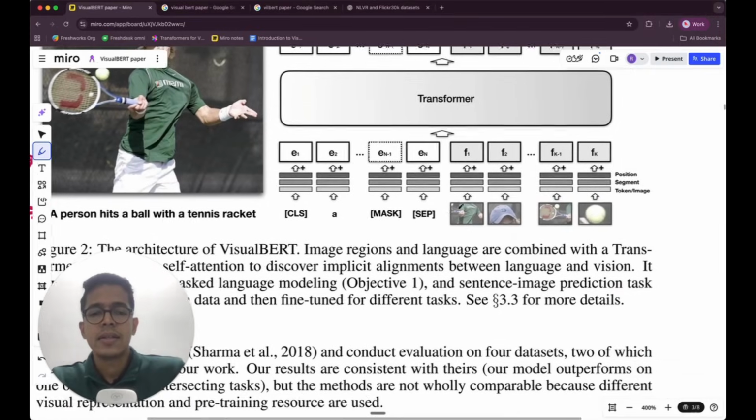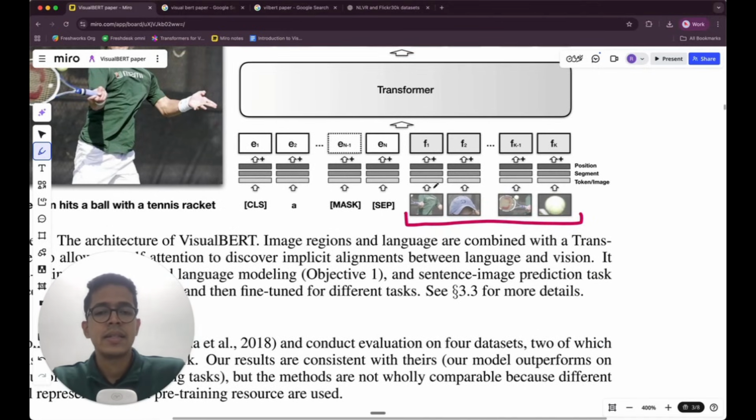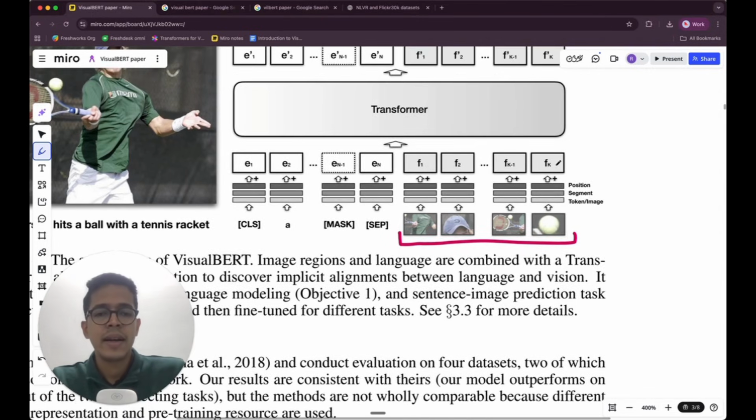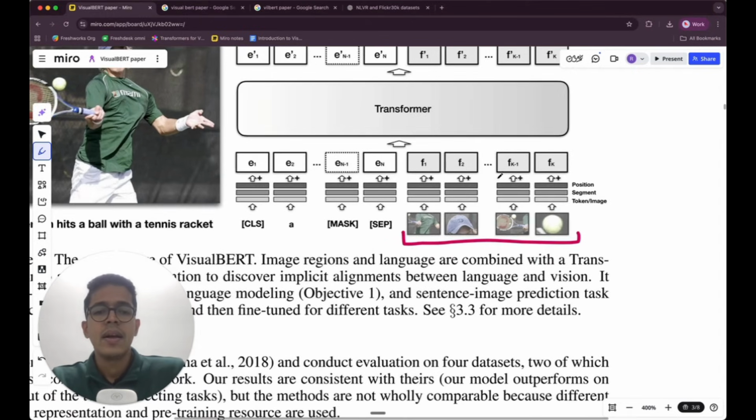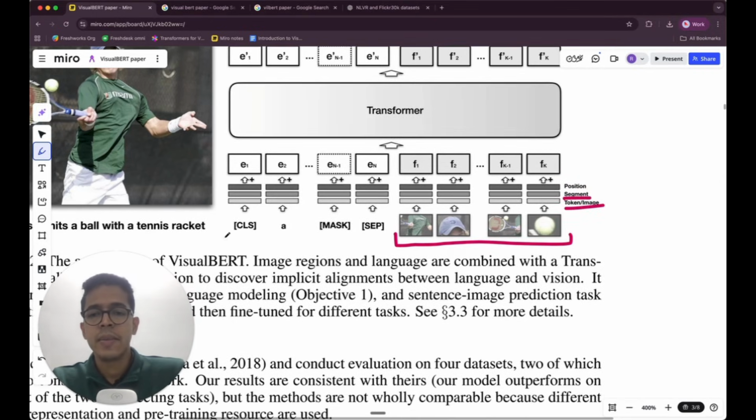And what is done is, it seems, you are extracting different region proposals using Faster RCNN, and those regions are now passed as separate tokens. So you have one all the way till k. So you have a total of k tokens corresponding to k image proposals from Faster RCNN. And I'm sure for each token, you first create a token embedding. You add a token corresponding to the segment. So this is segment A, and the next one is segment B.